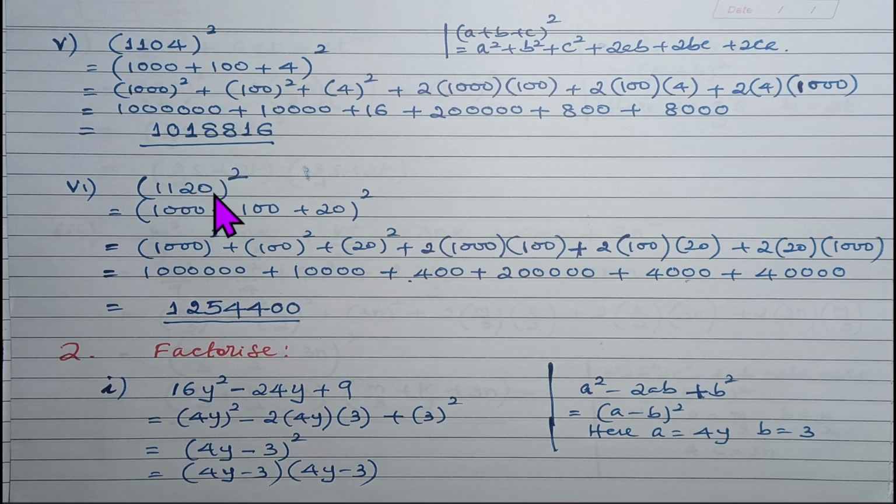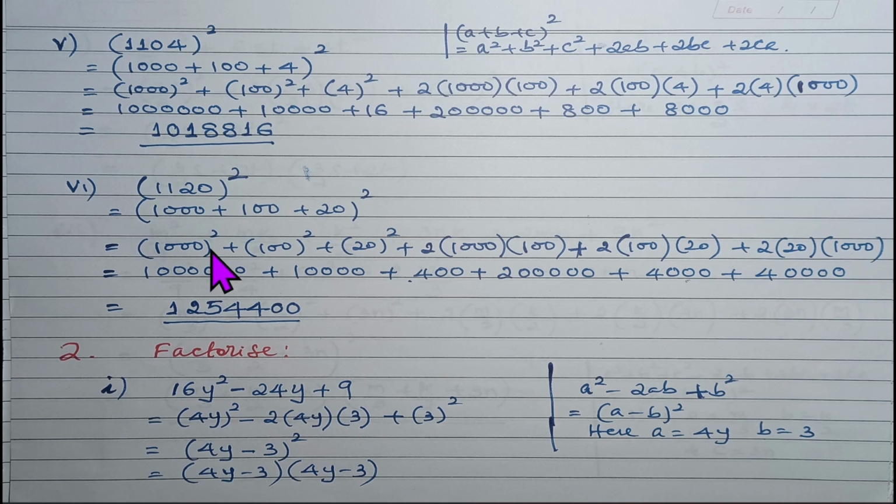Now coming to the next example, 1120 whole square. Again we can write it in three terms, a plus b plus c, 1000 plus 100 plus 20 whole square. Again using the same identity, a plus b plus c whole square becomes a square is 1000 square, b square is 100 square, c square is 20 square. 2ab will be 2 into 1000 into 100, 2bc will be 2 into 100 into 20, 2ca will be 2 into 20 into 1000.